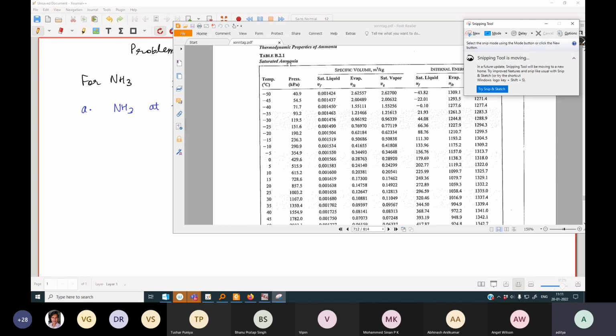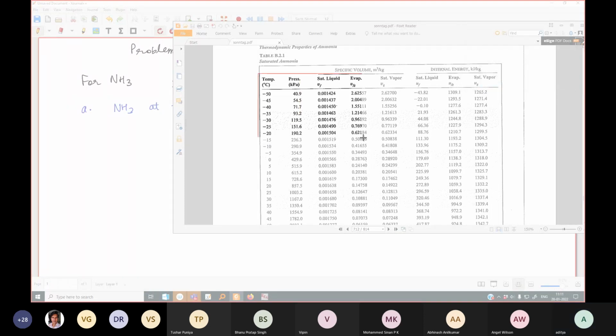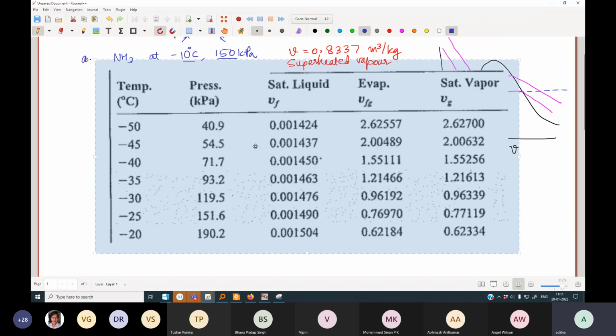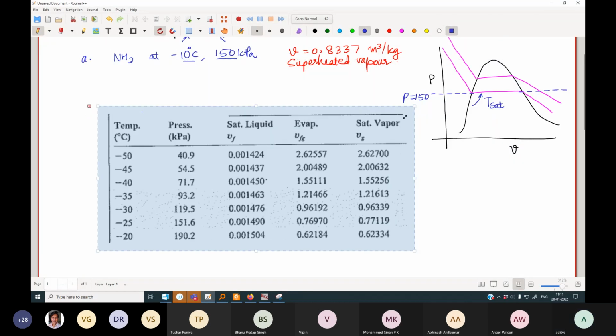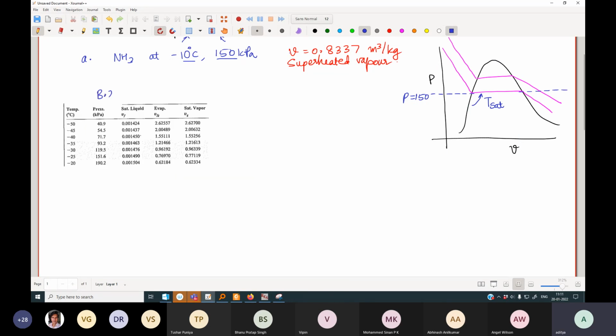This is saturated ammonia, specific volume entries. Let me take a new screenshot. And 150 kilopascal is somewhere over here, so it's between this, right? All right, let me copy this and paste it over here. So this is verbatim from B.2.1 for saturated ammonia.